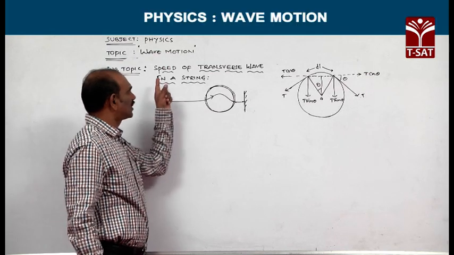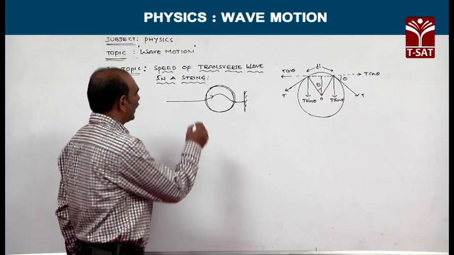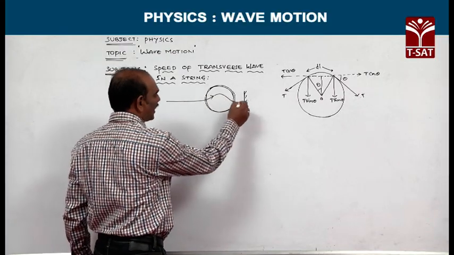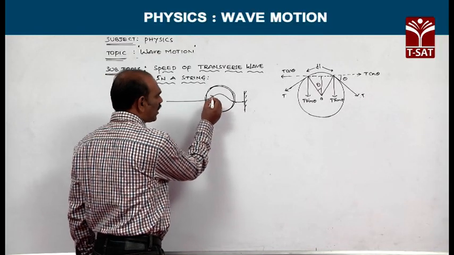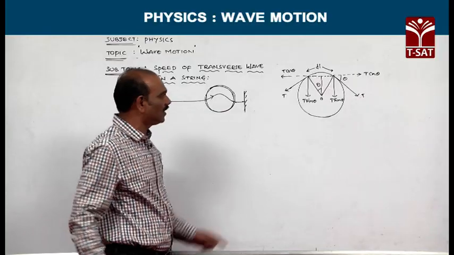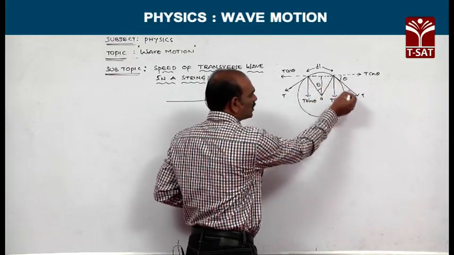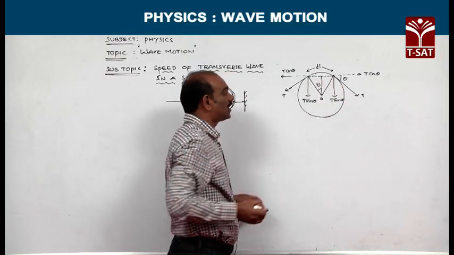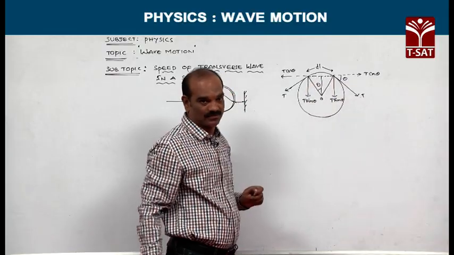Now we will discuss the speed of a transverse wave in a stretched string. Here a transverse pulse is propagating through a stretched string. Let us consider a small portion of the pulse, of length dl. Now the two tensions are acting at the two edges, along the tangent to the pulse.